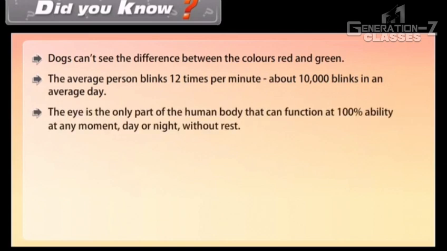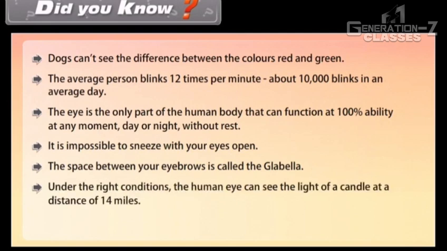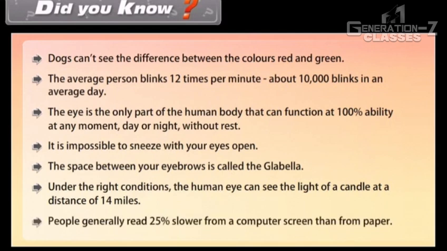The eye is the only part of the human body that can function at 100% ability at any moment, day or night, without rest. It is impossible to sneeze with your eyes open. The space between your eyebrows is called the glabella. Under the right conditions, the human eye can see the light of a candle at a distance of 14 miles. People generally read 25% slower from a computer screen than from paper.